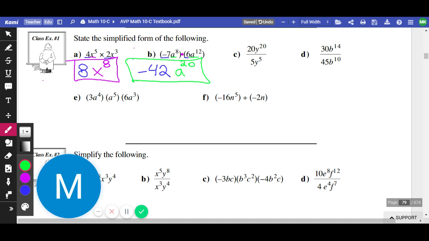Fantastic. So we look at C. It's now a division question. They did a fraction. Okay, so we go numbers with numbers. That means I go 20 divided by 5. That gives me 4. I then do letters with letters. I have y to the 20 divided by y to the 5. I'm subtracting because it's division. I'd be left with 15 on the top.